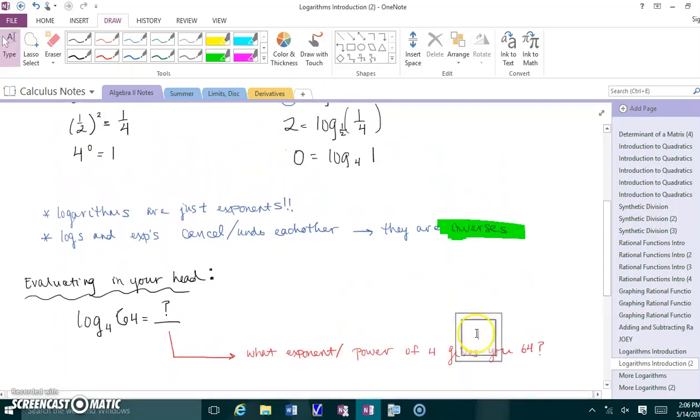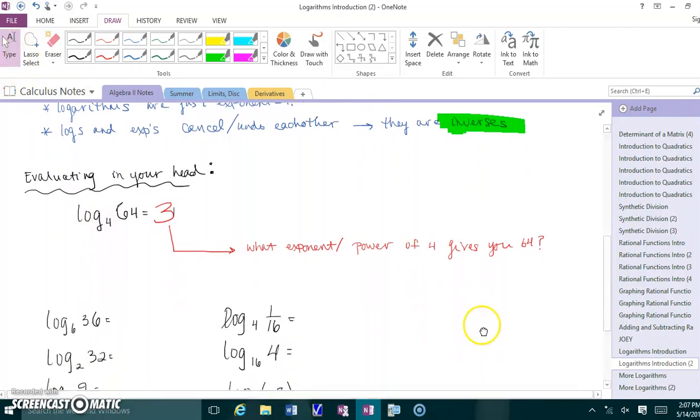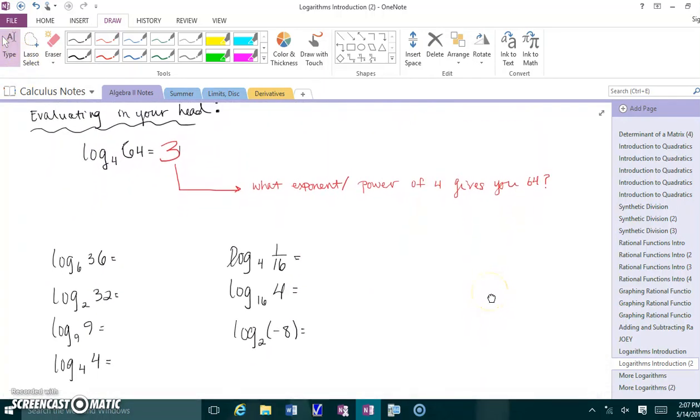Okay, so let's talk about evaluating these things in our head. Well, we already realized that logarithms are just exponents. So to evaluate this logarithm, what I need to think is, all right, log base 4 of 64. I need to know what power of 4, or what exponent on 4, would give me 64. 3. So log base 4 of 64 is 3. That's it. Just think of what exponent you need to give the base. So knowing that, why don't you give these 7 a shot?